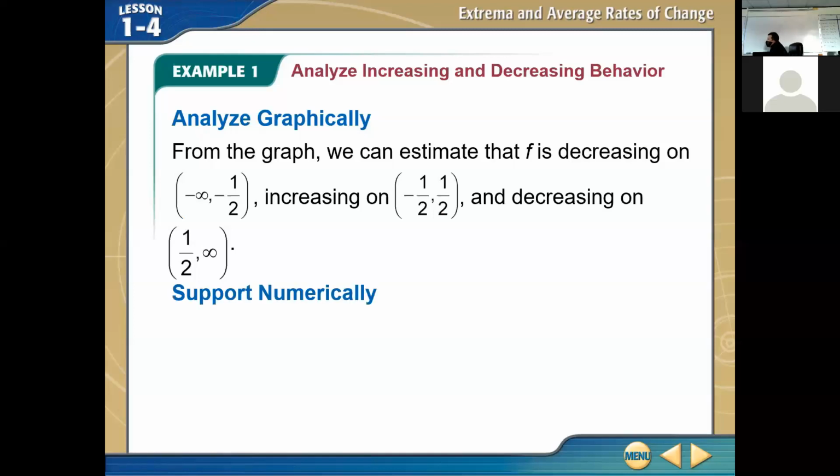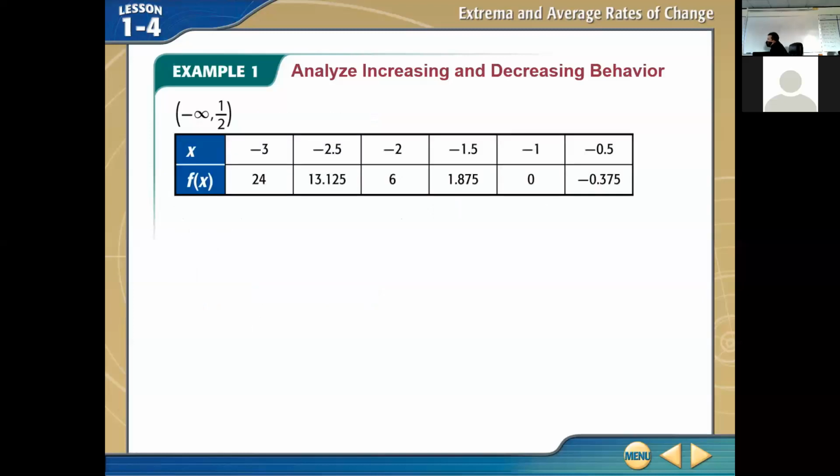Okay, to support this numerically, we're going to do the same thing. We're going to create a table and plug them in. So here is their table to support from negative infinity to, that should be a negative 0.5 in their interval notation. They did it wrong. But you can see once they're plugging in these x values, it is clearly decreasing. We go from 24 as an output to 13 to 6 to 1.875 to 0 to negative 0.375.